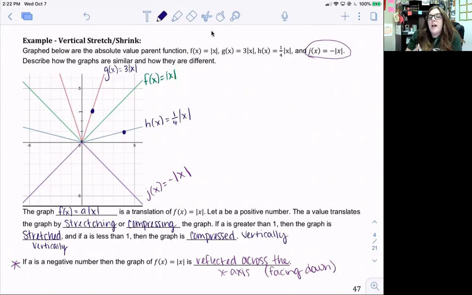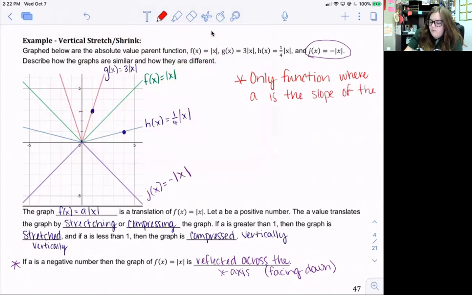Okay. With absolute values, this is the only graph or only function where the value of a is the slope of the graph. It's the only one where we can use the idea of slope.